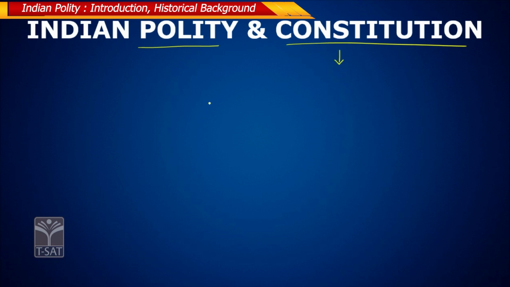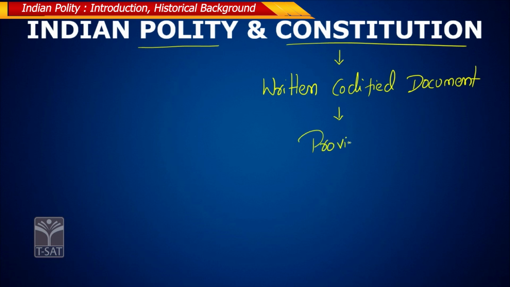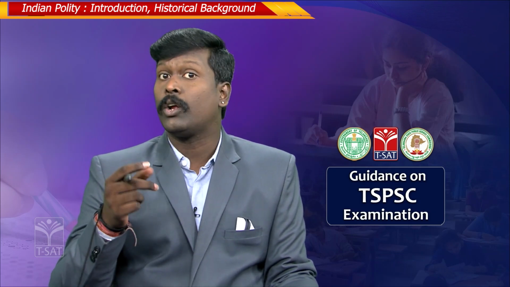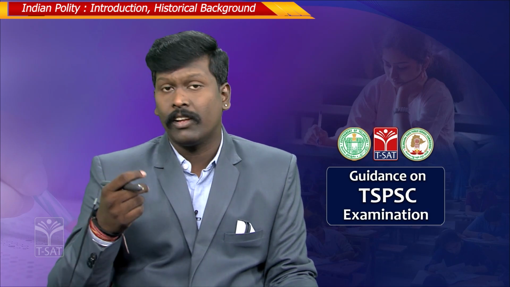The Indian constitution is a written codified document which consists of certain provisions like articles, schedules, etc. The Indian constitution is the primary law of the land, which is a written codified document which consists of certain provisions like your articles, schedules, etc.